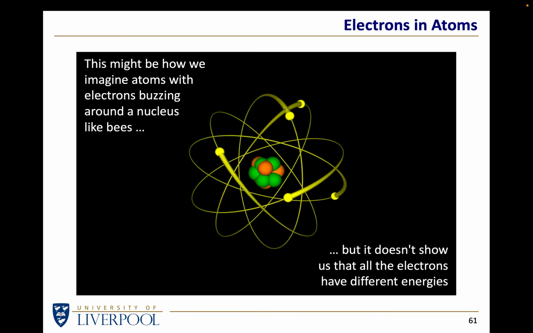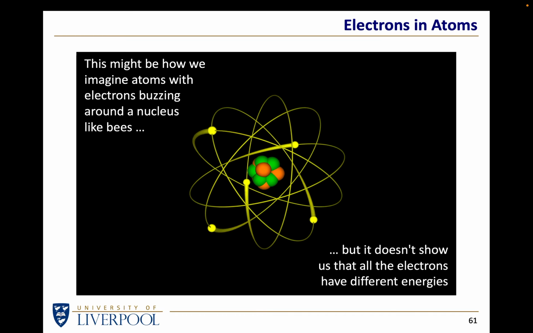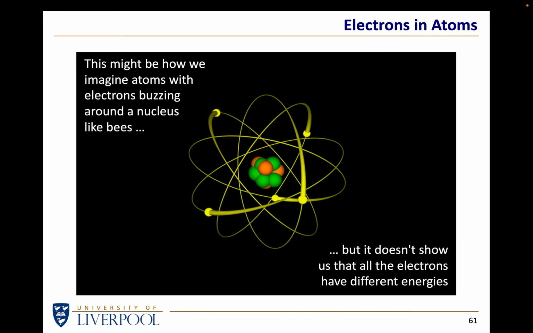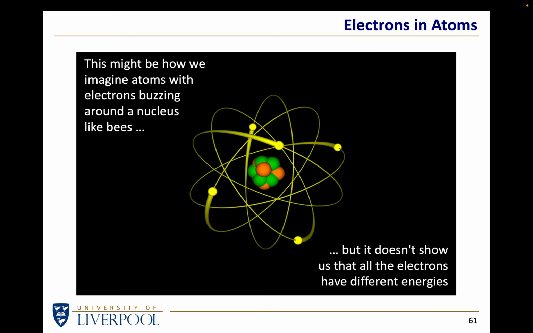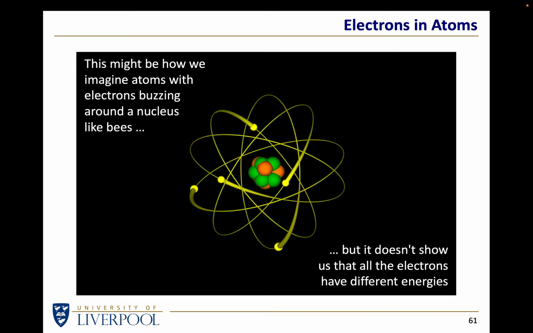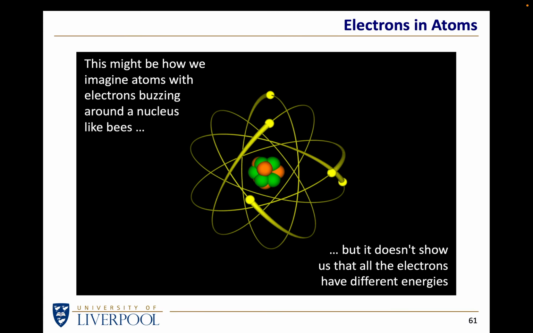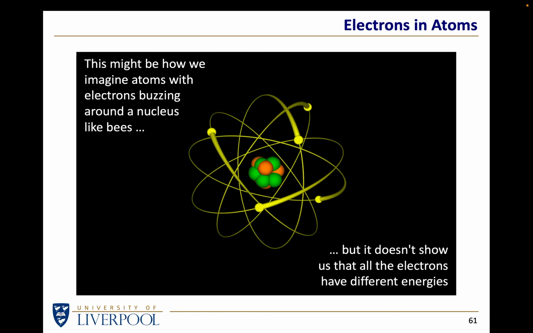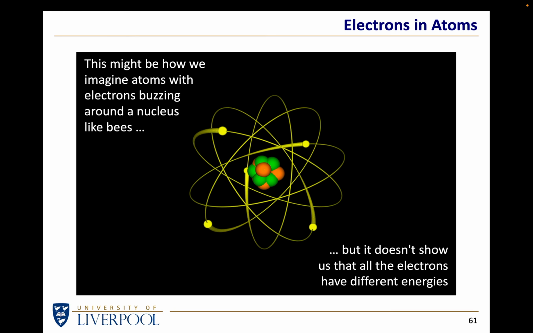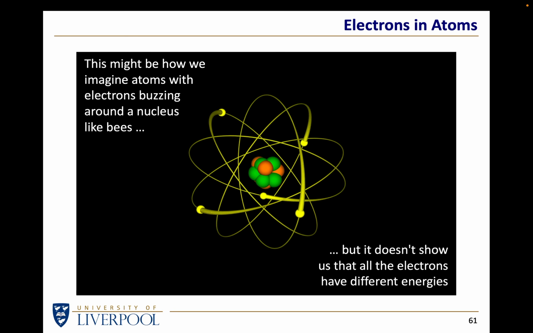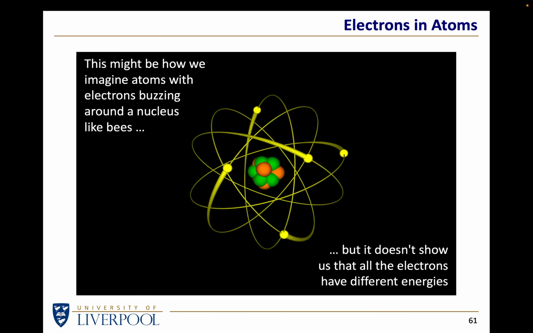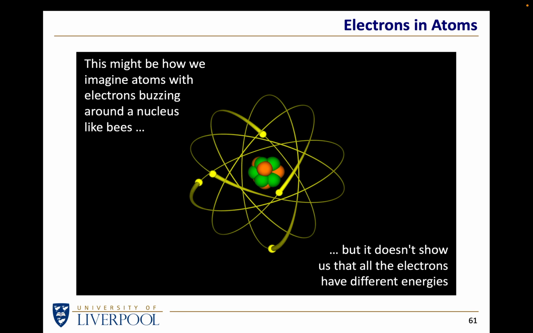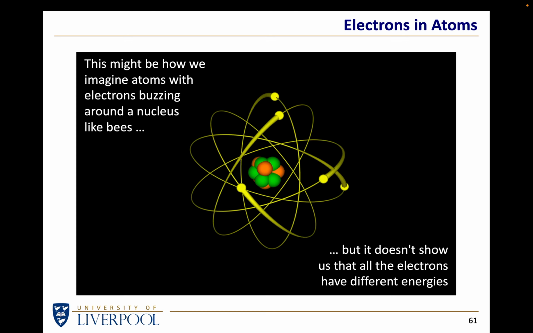atom is that this gives us the impression that all the electrons are doing the same thing. They're all at the same distance from the nucleus. They're all going around the nucleus. Okay, some of them are going in different orbits, but all the orbits look the same shape, the same size. All of those electrons are the same distance from the nucleus. And that's why this diagram is fundamentally misleading when we're talking about atoms.